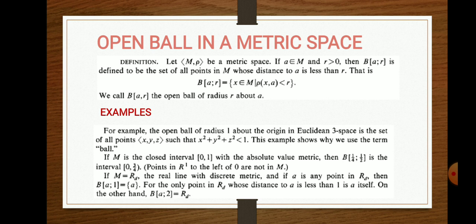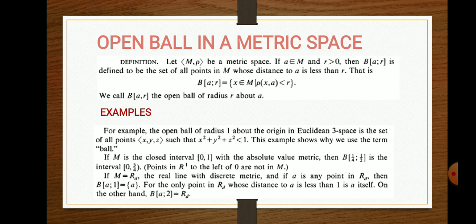For example, the open ball of radius 1 about the origin in Euclidean 3-space is the set of all points (x, y, z) such that x square plus y square plus z square is strictly less than 1. So within radius 1, you collect all the points satisfying x square plus y square plus z square less than 1. This means you collect all the points within radius 1.